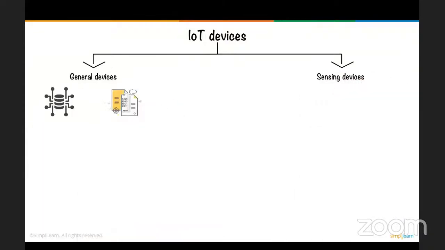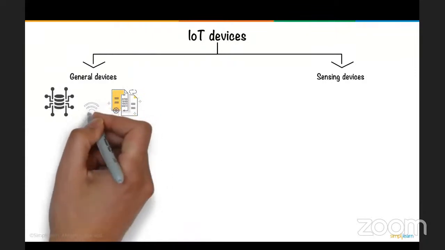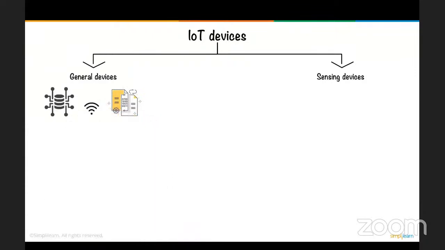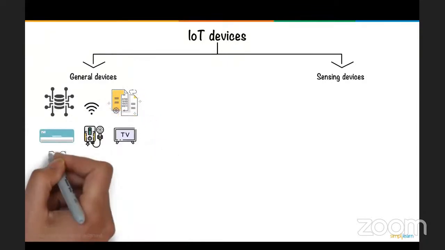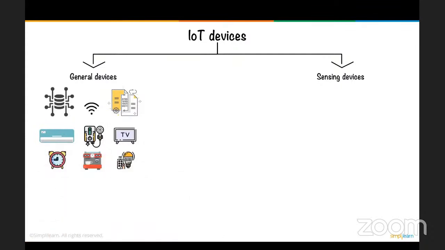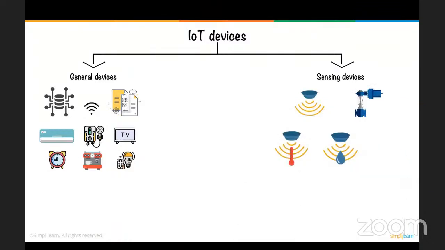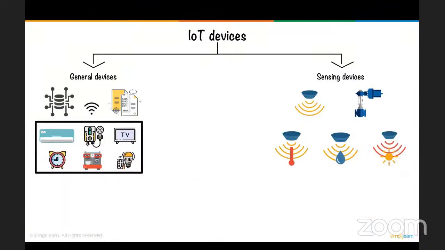The general devices are the main components of the data hub and information exchange. They are connected either by wired or wireless interfaces. Home appliances are a classic example of such devices. The sensing devices, on the other hand, include sensors and actuators. They measure the temperature, humidity, light intensity, and other parameters.